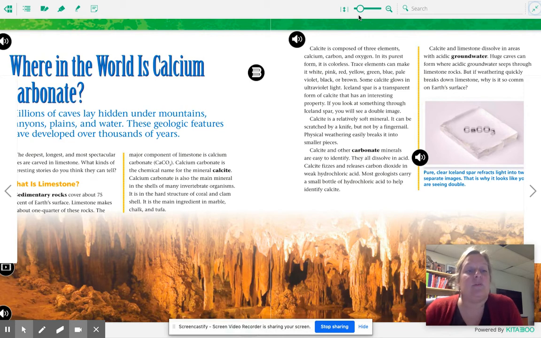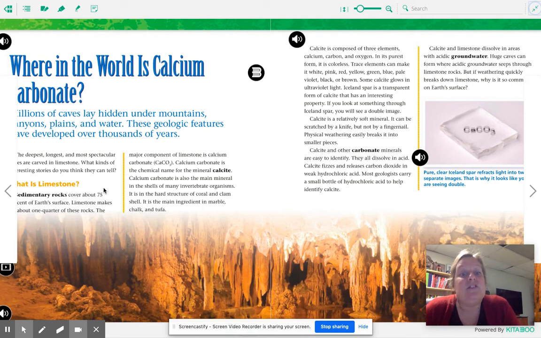What is limestone? Limestone is sedimentary rock, covering about 75% of Earth's surface. Most of the rocks, when Stella and I go hiking and show you, are limestone. Limestone makes up about 1/4 of these rocks. The major component of limestone is calcium carbonate, CaCO3. Calcium carbonate is the chemical name for the mineral calcite.